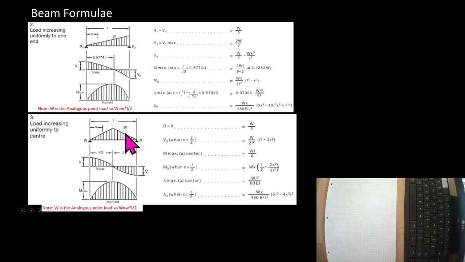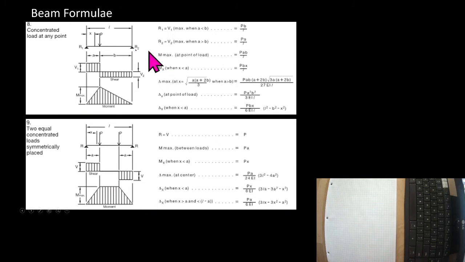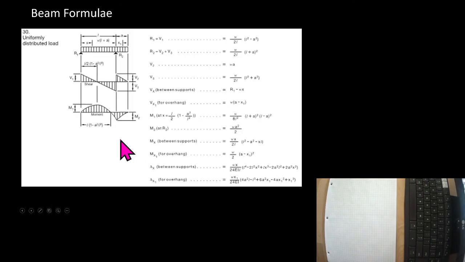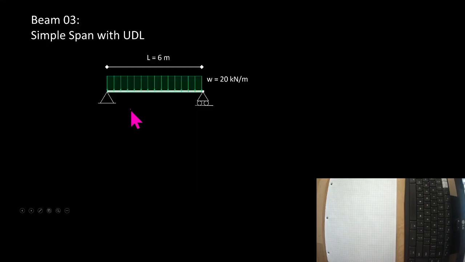Here's one increasing to a point at the middle. Again, they've used W as the analogous point load, but you can figure out what that is. A point load anywhere on the beam. Two equal concentrated point loads. And here's one with a cantilever with a uniformly distributed load on it. Look at that diagram. It starts to get really cool and interesting there, doesn't it? And look at that moment diagram. The moment diagram looks like it crosses over as well.